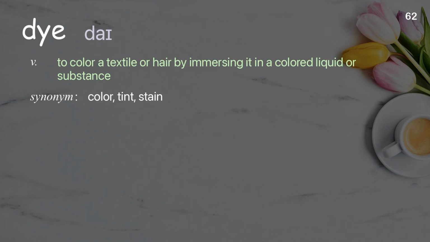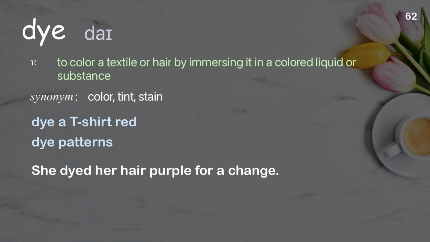Dye. To color a textile or hair by immersing it in a colored liquid or substance. Examples. Dye a t-shirt red. Dye patterns. She dyed her hair purple for a change.